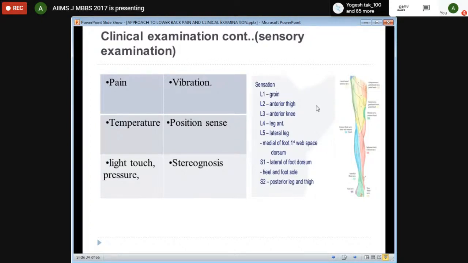Based on different dermatomes, you can always look for where the pain is coming from. In the groin region, usually pain is from L1, anterior thigh L2, anterior knee L3, the anterior aspect of the leg L4, the lateral aspect of the leg L5, up to the medial of the foot, first web space. S1 is the lateral foot dorsum, heel and foot sole. S2 is the posterior leg and thigh, behind the leg.